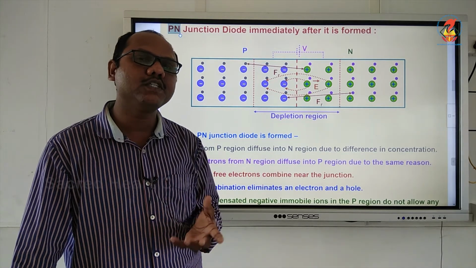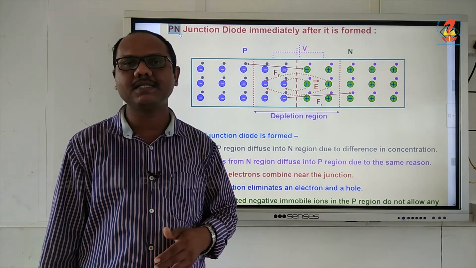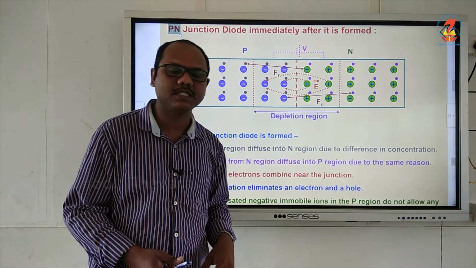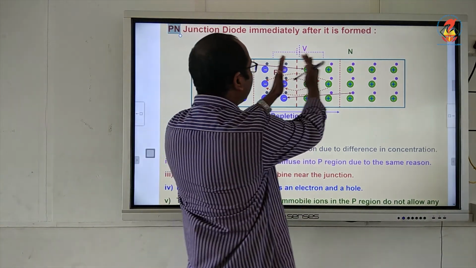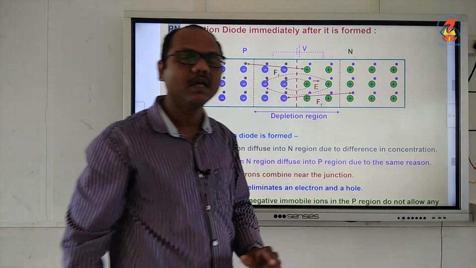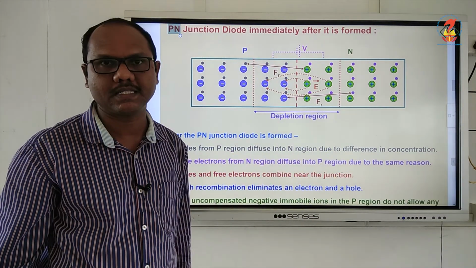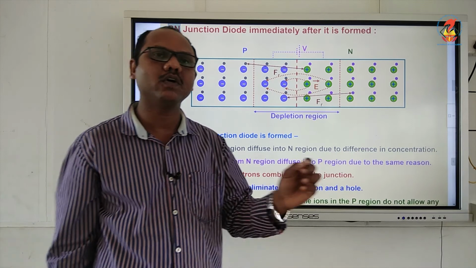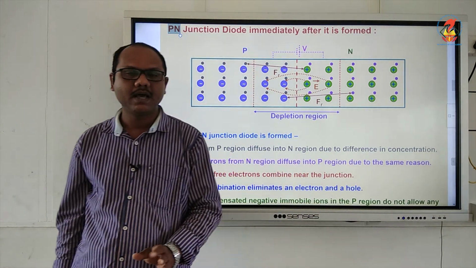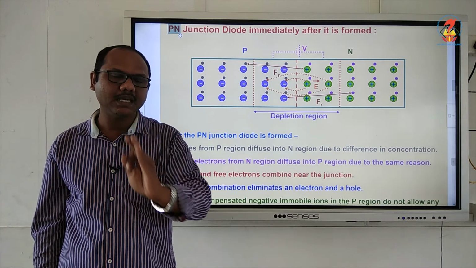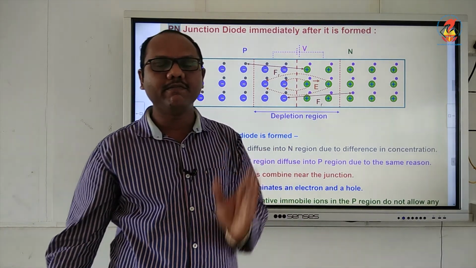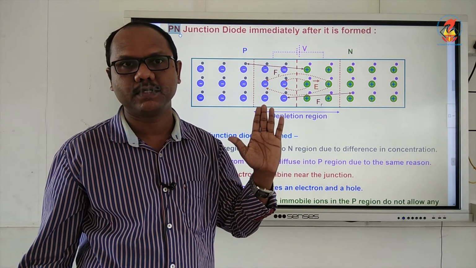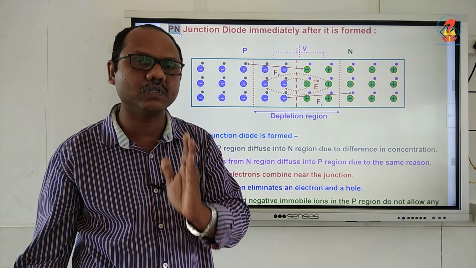Initially, diffusion current is more and drift current is less, and as more and more electron and hole recombination takes place, the width of the depletion region starts increasing. So at that time, drift will also increase. So I will say like this: as diffusion increases, the drift also increases, and at a particular time, at equilibrium, the diffusion current becomes equal to the drift current.